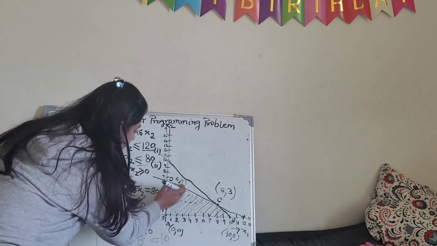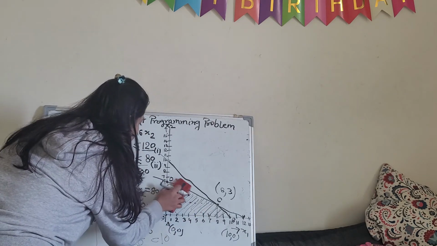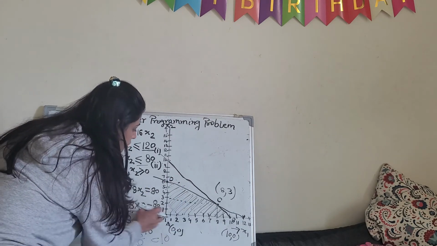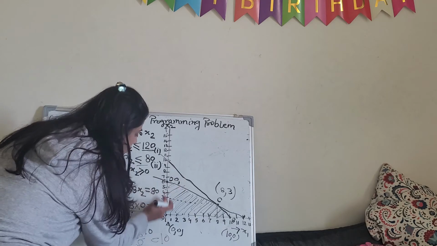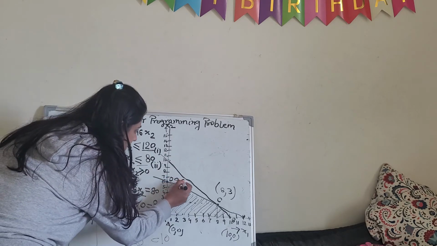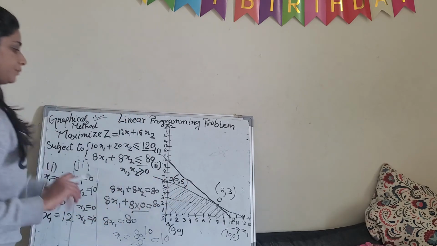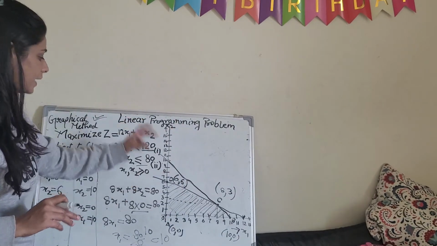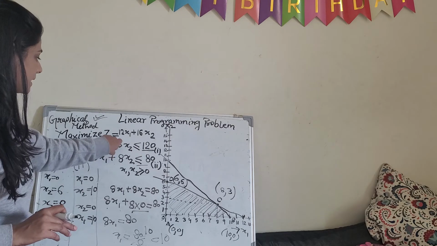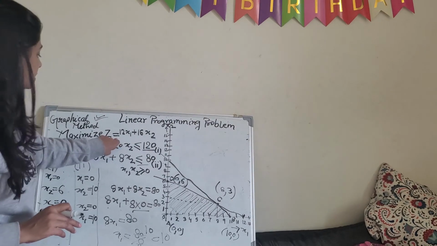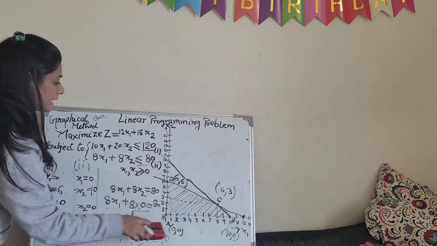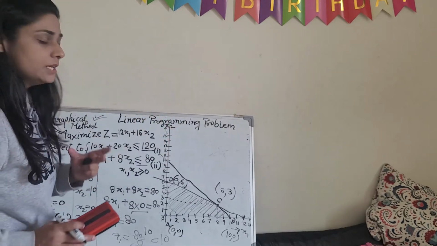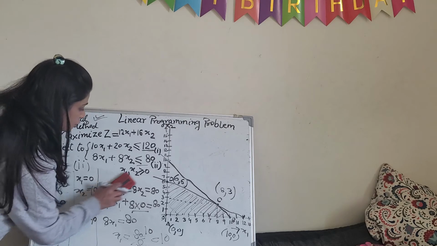Right? X1 value we are getting is 0 and x2 value we are getting is 6. Because x1 is this value, this one. So this value we are getting 0 and x2 is this side. So x2 we are getting 6, that is 0, 6. So we got the values of the points. Now what will we do? We will find the maximization of profit. So we will put all these values in this equation, then whichever is the maximum value, that will be our solution.